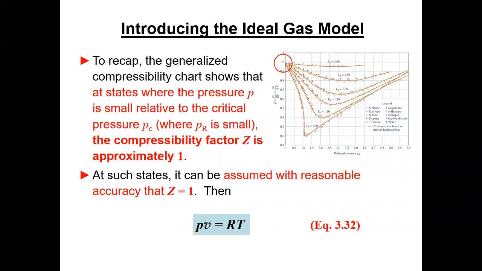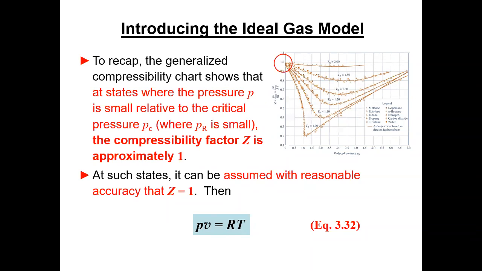Okay, at such states, it can be assumed with reasonable accuracy. And, you know, what's reasonable and what's not is another question. The author really doesn't go into that. I guess it depends on the accuracy that you need for your particular calculation. Anyway, so at low relative pressures, it's still okay to use just the standard ideal gas law, which you see down there at the bottom.